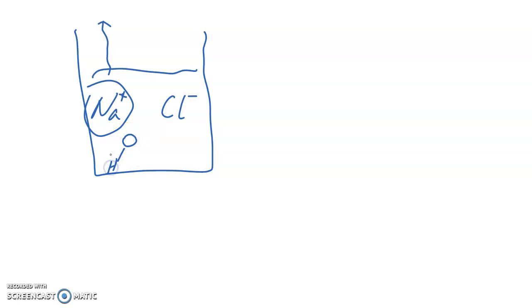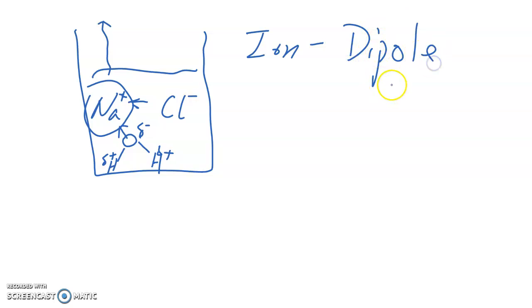water will have a partially positive charge over here and a partially negative charge on the oxygen. And therefore, these partially charged ends will attract the ions and hold them back without letting them escape or evaporate. This type of intermolecular force is called ion dipole. The dipole part is from water, and the ion part is from the ion.